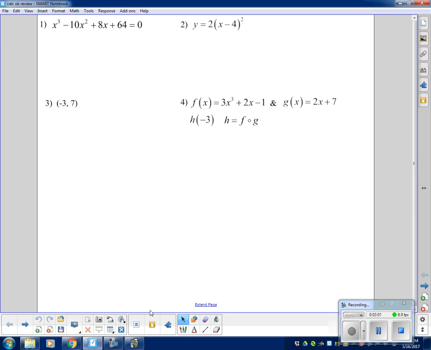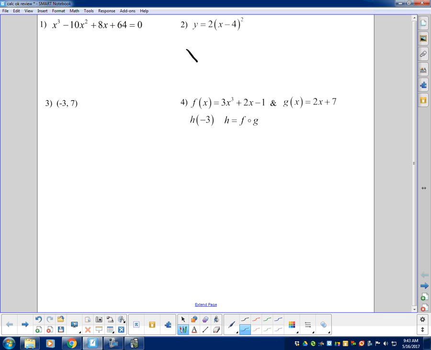Problem number 2, you're given a function and asked to find the inverse of it. The process for finding the inverse of this function is to switch x and y and solve for y. So I'm going to switch x and y. You have to give me a minute here. I've got to now calibrate this thing. So let me calibrate it and I'll come right back. All right, so we'll switch x and y and see if we can solve for y.